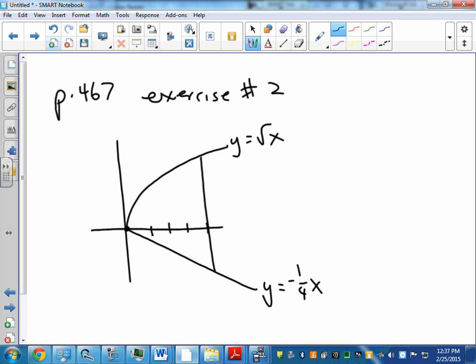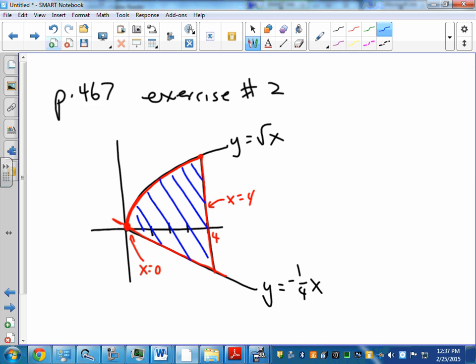And the task is to find the area of the region bounded above by the square root curve, bounded below by the line, y equals minus 1/4 x, on the left side by 0, right? This is x is 0. And on the right side by x is equal to 4. X is equal to 4. And again, the task is to find the area of this region.